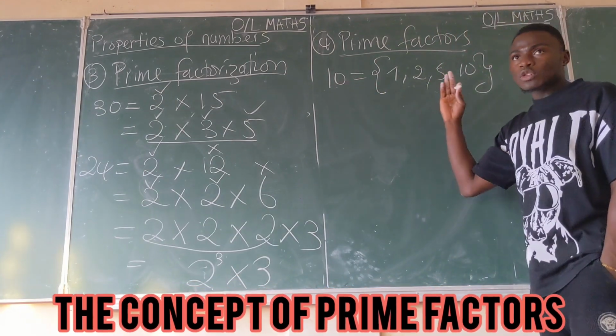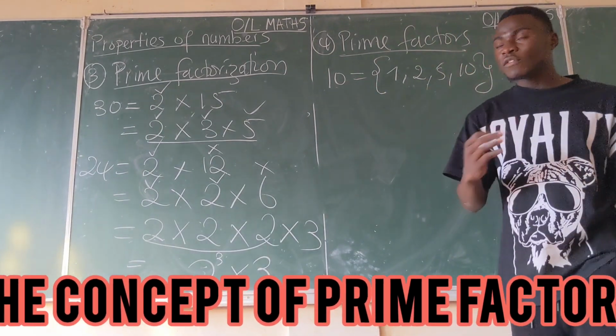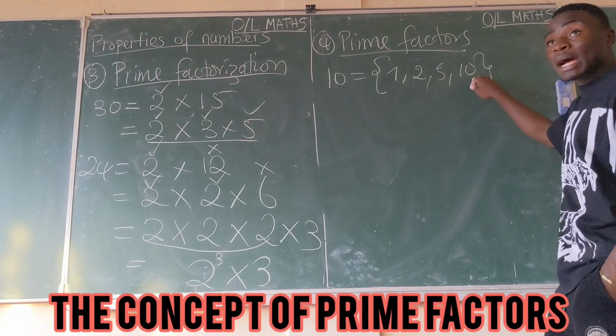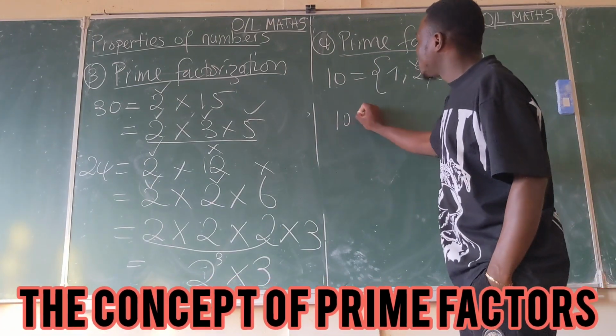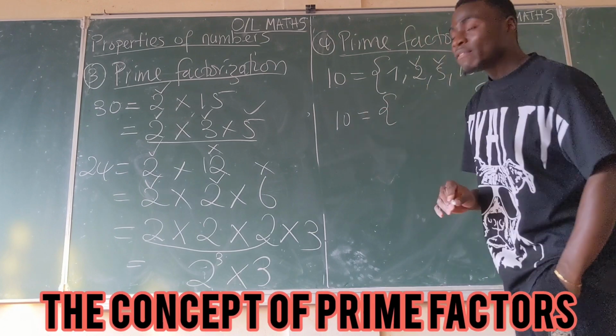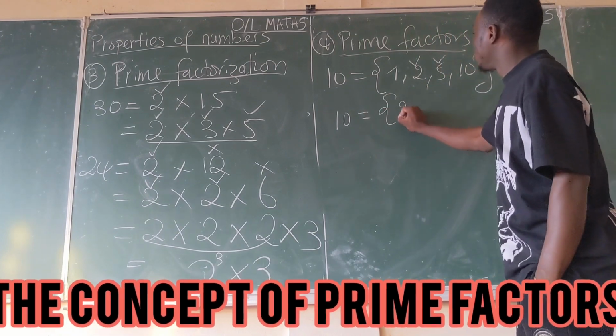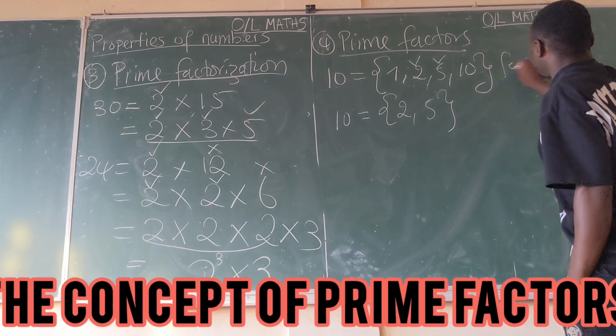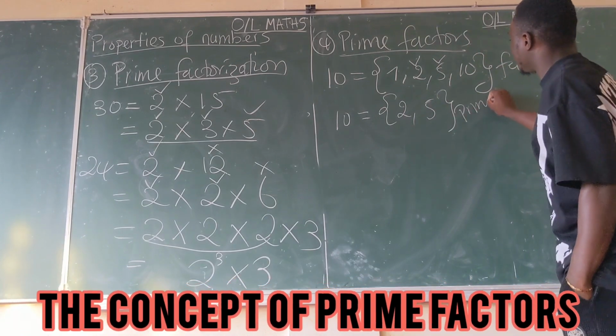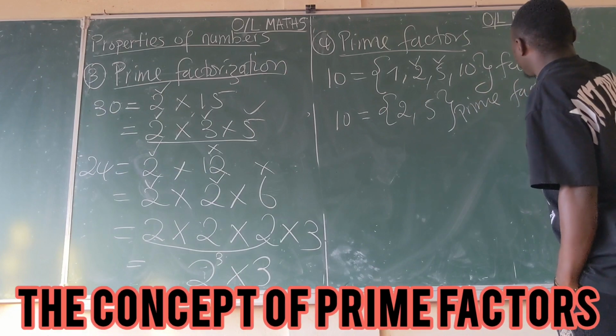After listing out the factors of 10, you ask yourself, which of these numbers here are prime numbers? The only prime numbers here are 2 and 5. And this implies that what? The prime factors of 10 are what? 2 and 5. These are not just the factors of 10, but these are the prime factors of 10.